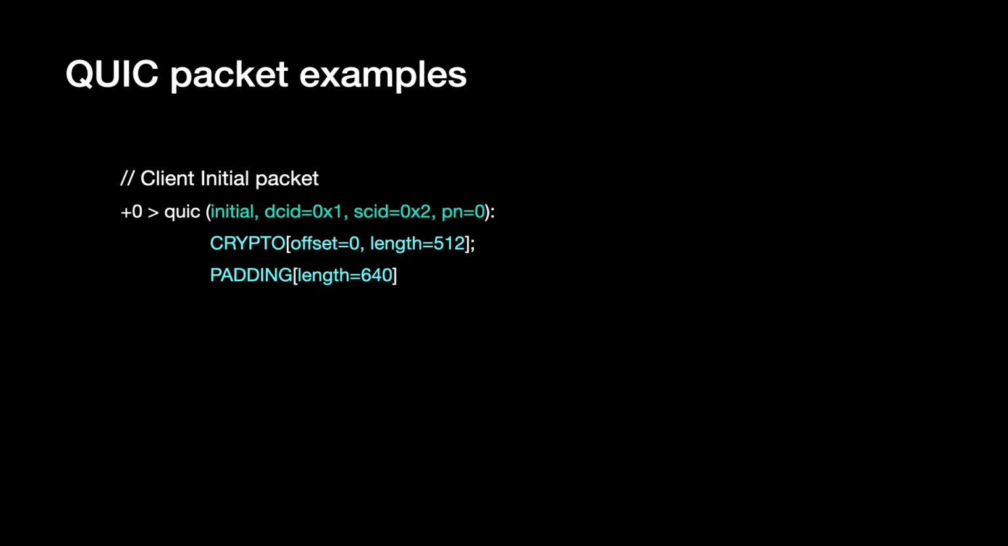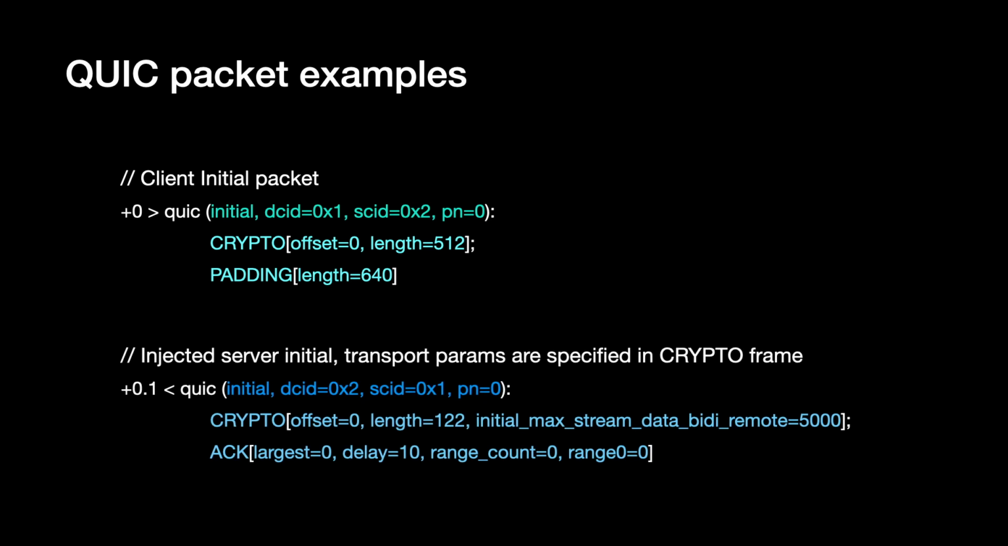This is a client initial packet, and you start by specifying the time and direction of the packet followed by the QUIC token. Then comes the QUIC header, where you specify the values for packet type, DCID, SCID, and packet number. Then we have a crypto frame with values for its offset and length fields, and a padding frame with values for its length field. Similarly, we have the server initial packet containing the header and the list of frames. Note that we also allow setting server transport parameters within the crypto frame to exercise various protocol behaviors.